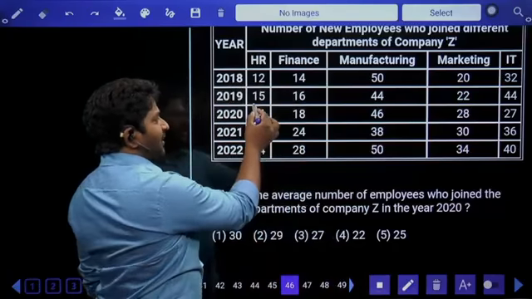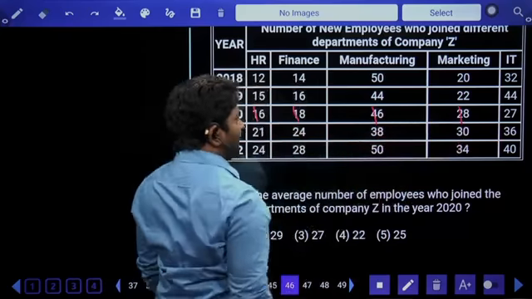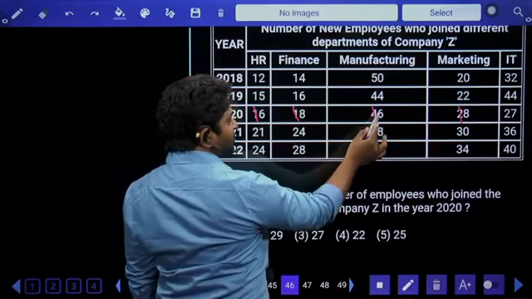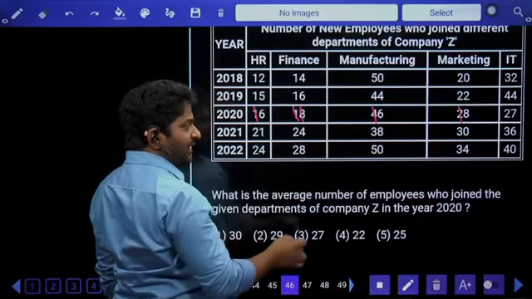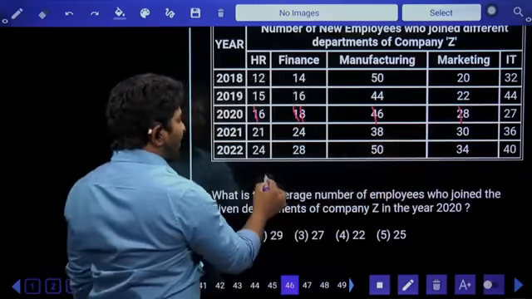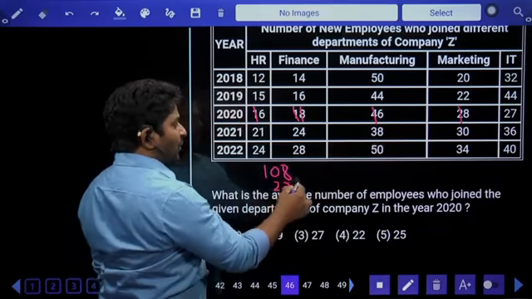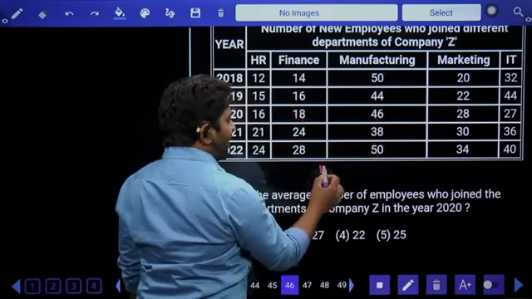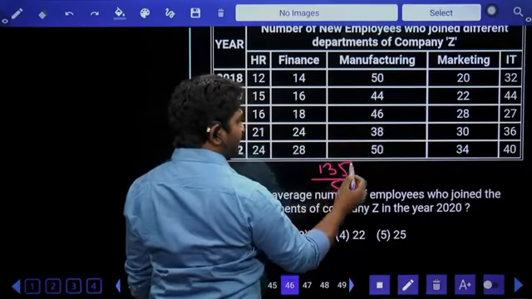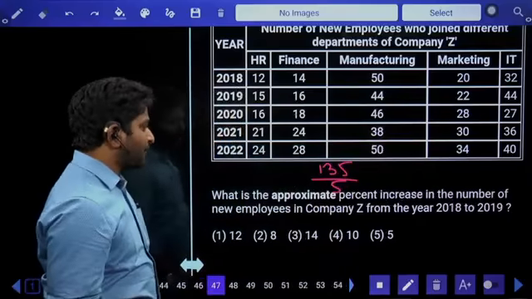Now observe this: 10, 20, 60, 80. Clearly we have 80. Now 6 plus 6, 12. 12 plus 8, 20. 80, 20, 100. 100 plus 8, 108. 108, and also we have the other number 27. So that is a total of 135. Now when you are asked to calculate the average, divided by how many departments do we have? 5 departments. So the answer is 27. The third option is our final answer.